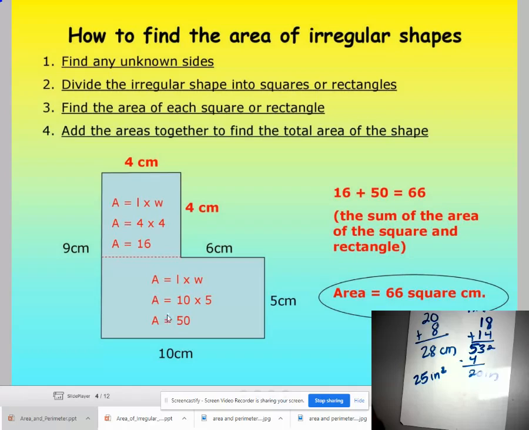Well, now I'm going to look at my rectangle. If I have a length of 10 and a width of 5, that will give me an area of 50. If I add 16 plus 50, that will give me the sum of 66 centimeters squared.